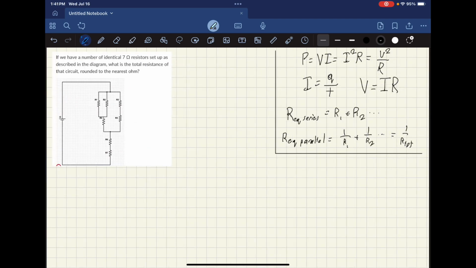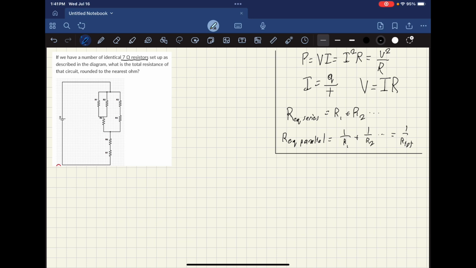This next question is going to get a little more into the nitty-gritty of resistors and circuits. We have a number of identical 7 ohm resistors. That's a key piece of information there. Set up as described in the diagram. What is the total resistance of the circuit rounded to the nearest ohm?